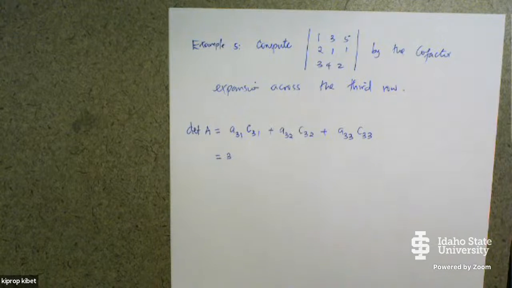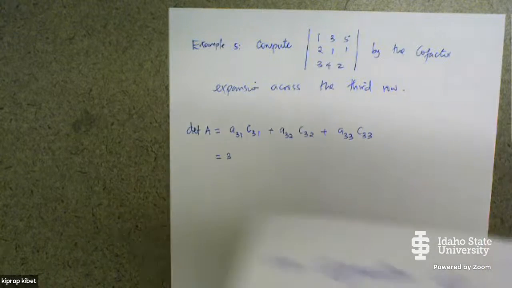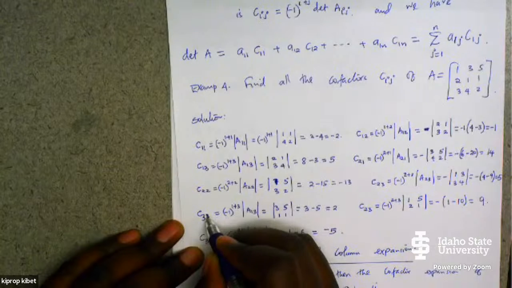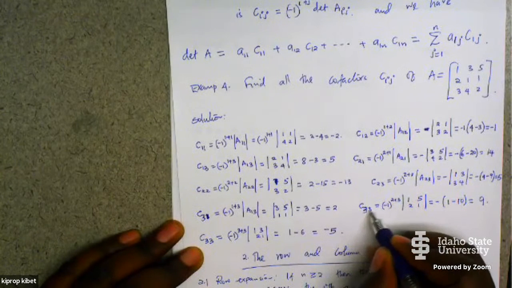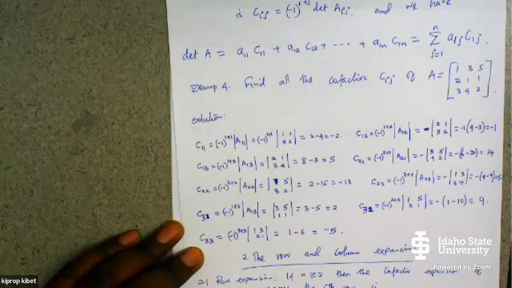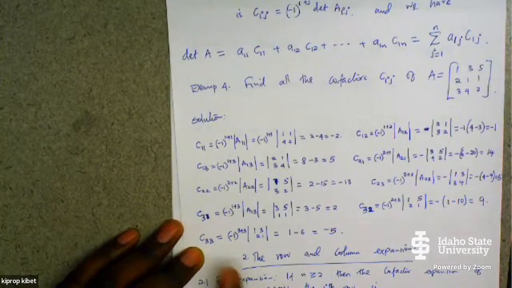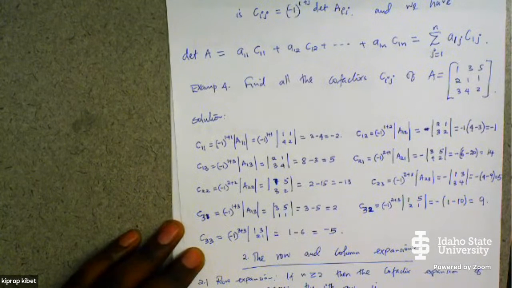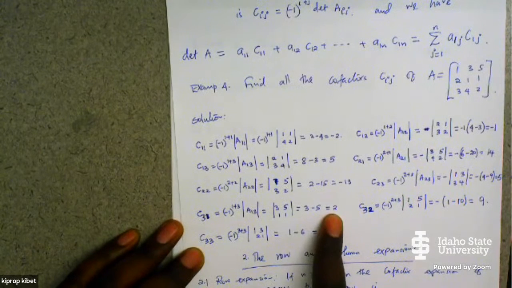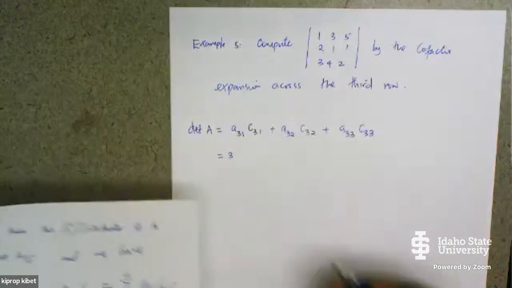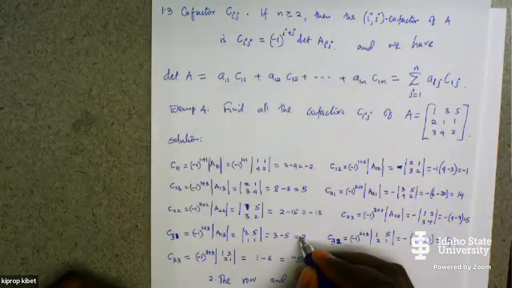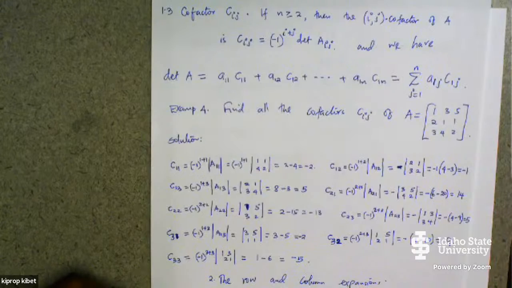So this is actually C_31 here, then C_32 here, and then this is C_33. So C_31 in this case is -2. Yes, it's actually -2.